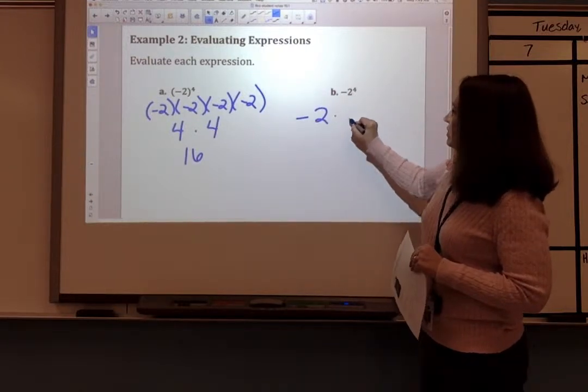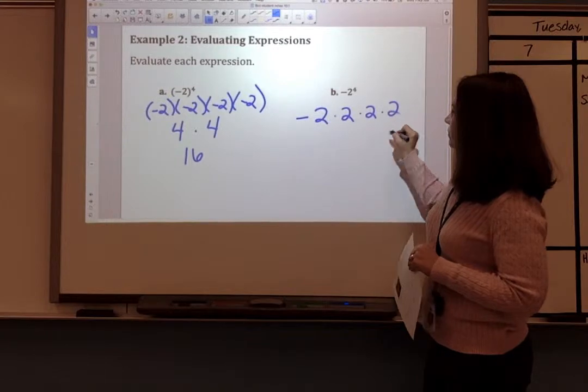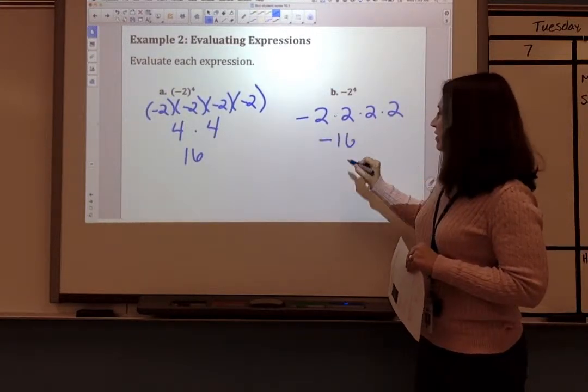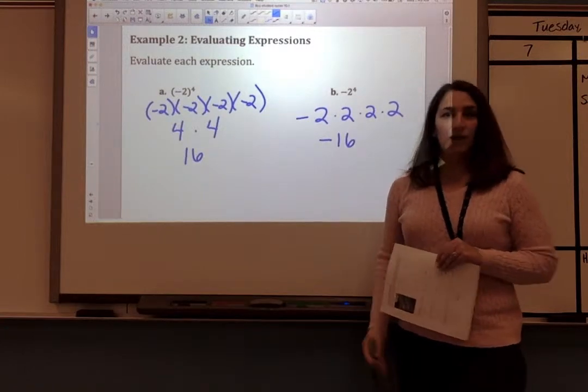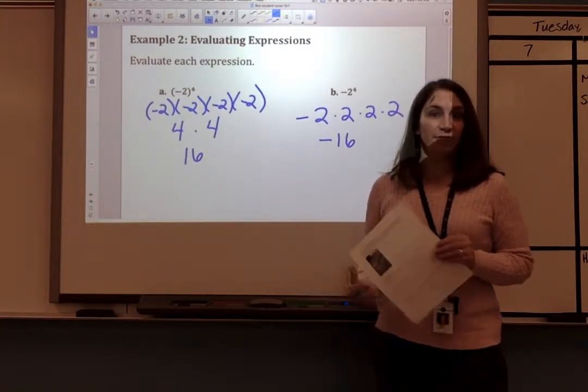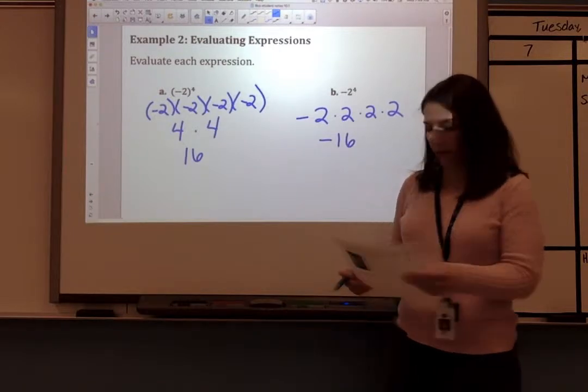So I have -2 times 2 times 2 times 2. 2 times 2 times 2 times 2 is 16. So my answer here is -16. So whether or not you put the parentheses around the base makes a difference in how we are evaluating that power.